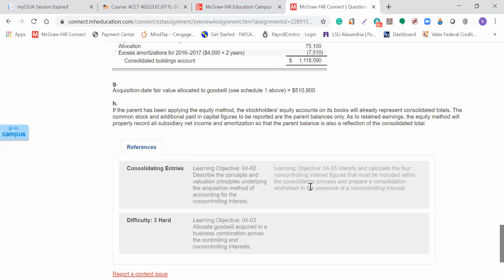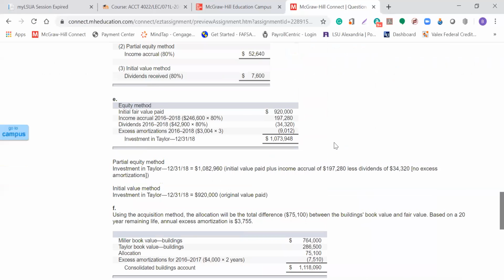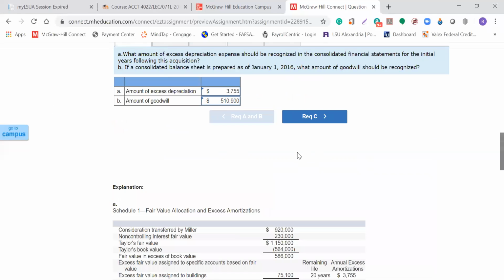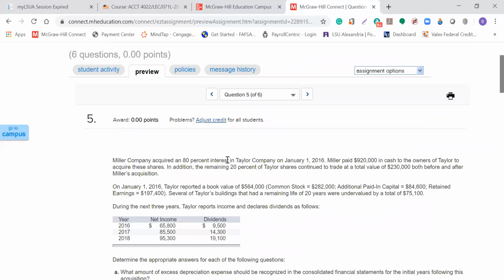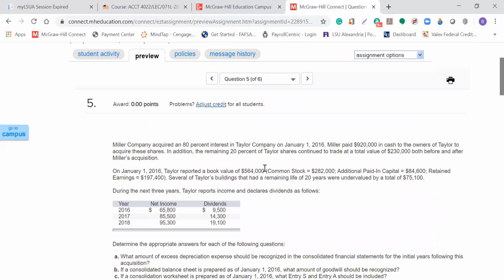Our next problem looks at identifying the calculations of 4 non-controlling interest figures that must be included with the consolidation process. Again, same concepts. Here, Miller Company acquired 80% of Taylor, January 1, 2016. They paid $920,000. The remaining 20% shares of Taylor continue to trade at a total value of $230,000.